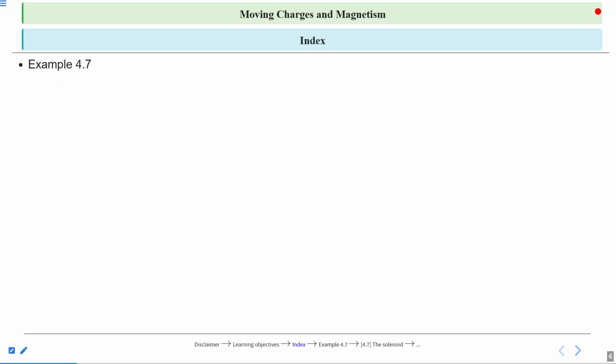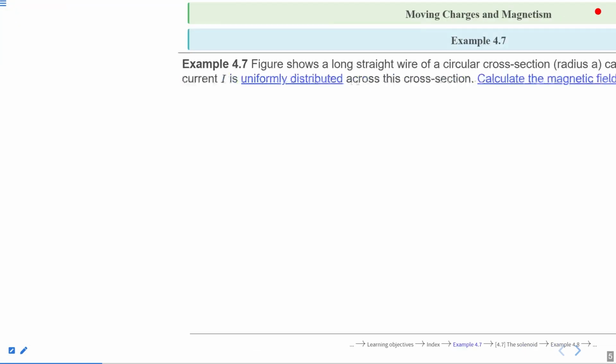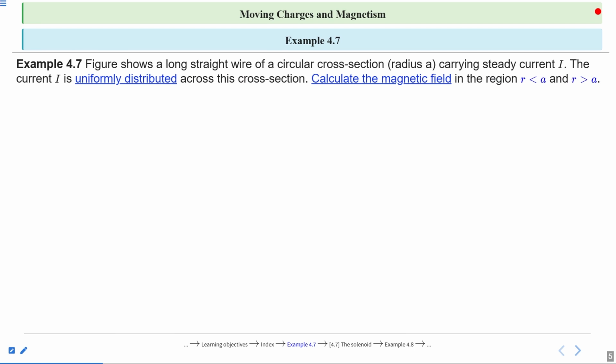So the index of topics that we are going to discuss today is example 4.7, NCERT section 4.7, the solenoid, and example 4.8. So let's do first example 4.7, which is based on Ampere's law.